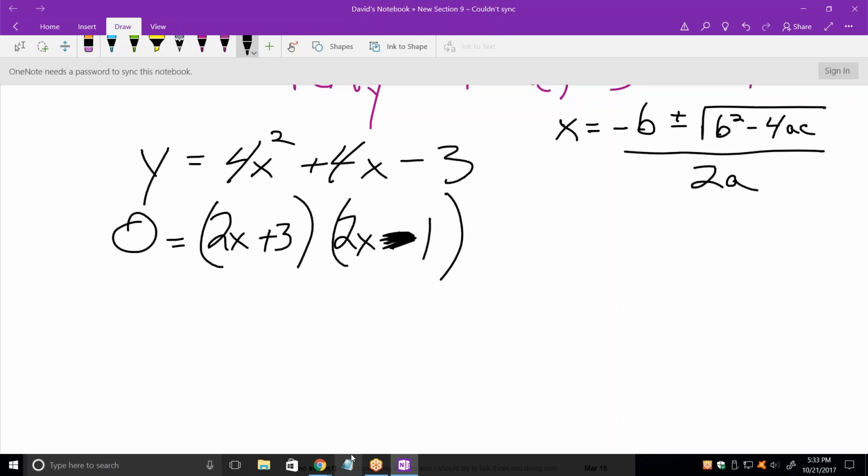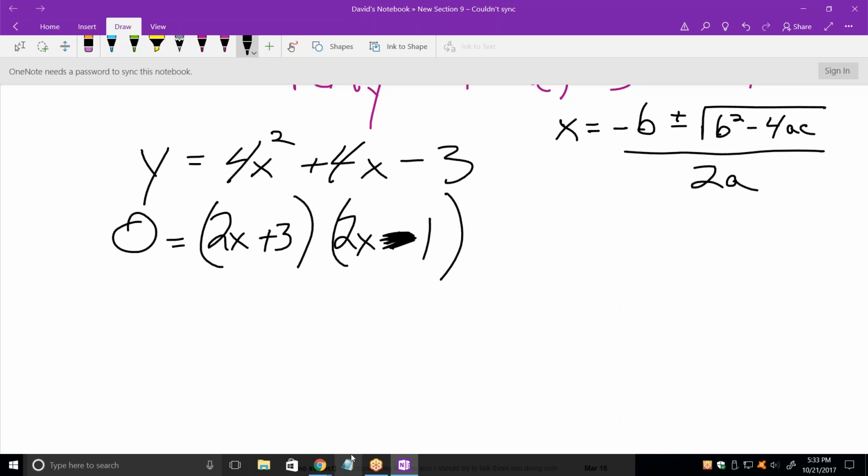So the question is, where's the y-intercept? The y-intercept, that's just plug 0 in for all the x's, right? Mm-hmm. So it's just -3. Okay. X-intercept? That makes the whole equation equal to 0. And we can factor it. Well, we've done that. So where's the x-intercept?